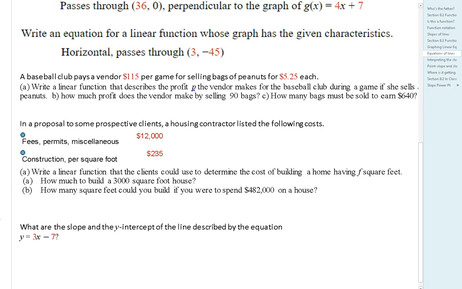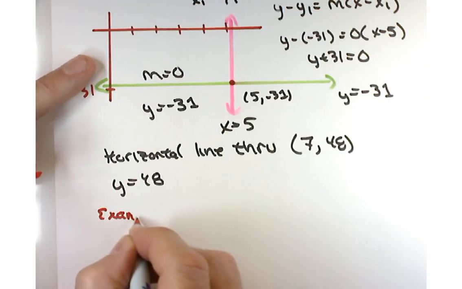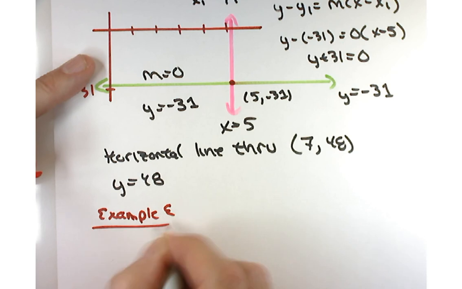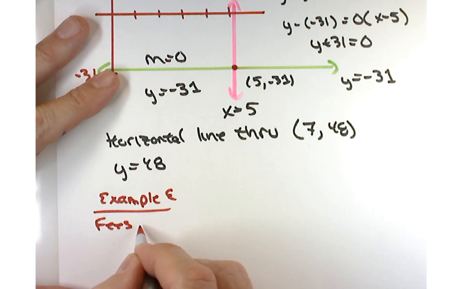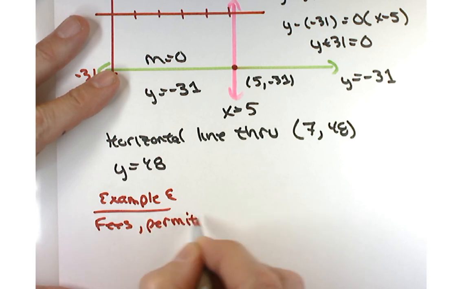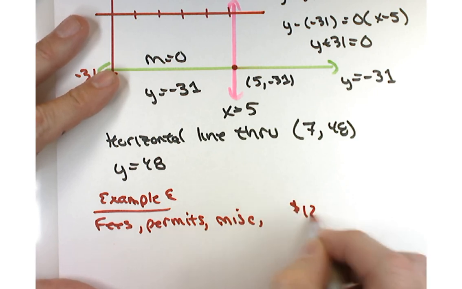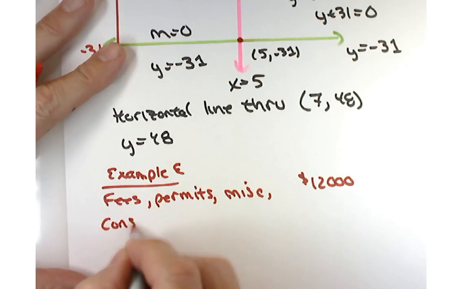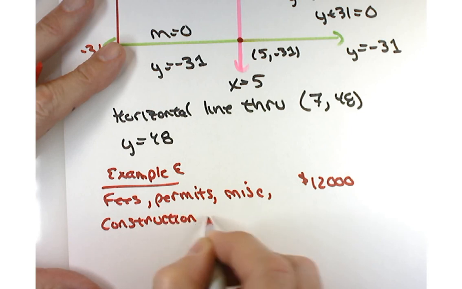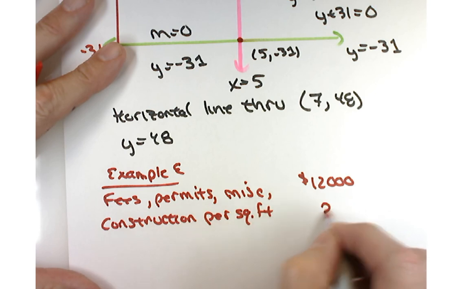Let me write down some of the essentials here for us. So we'll call this example E. Fees, permits, miscellaneous, $12,000. Cost per square foot, or construction per square foot, $235.